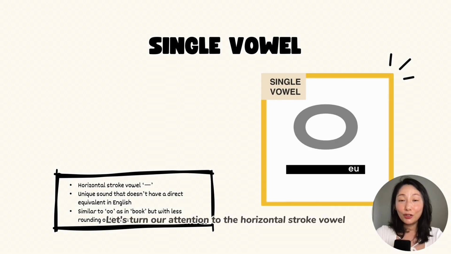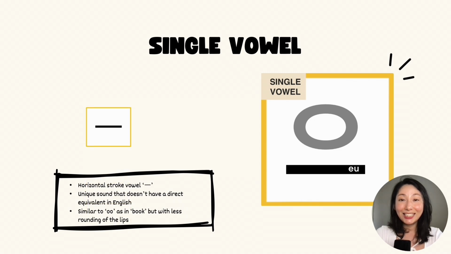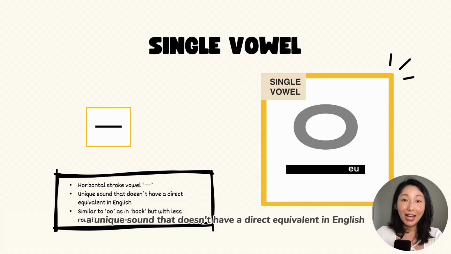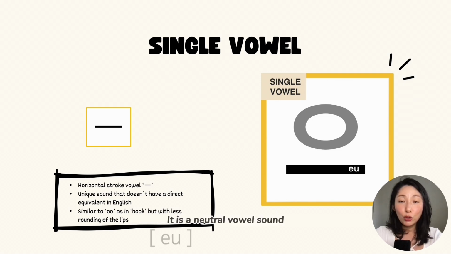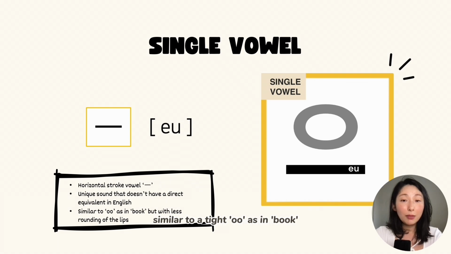Let's turn our attention to the horizontal stroke vowel 으. 으. The vowel 으 in Korean is a unique sound that doesn't have a direct equivalent in English. It is a neutral vowel sound similar to a tight u as in book, but with less rounding of the lips. U, u, is the right pronunciation. Here's how to pronounce it.